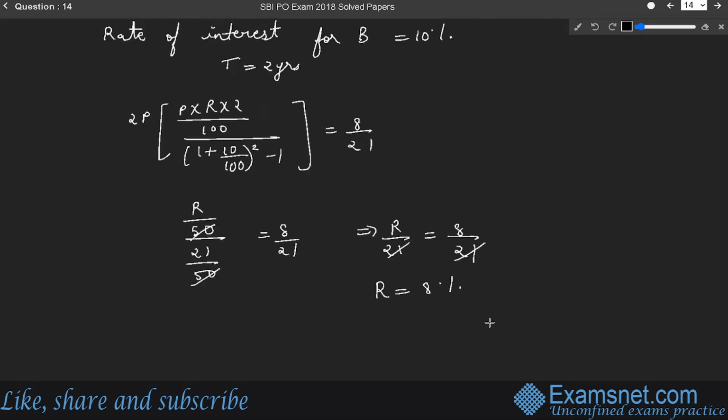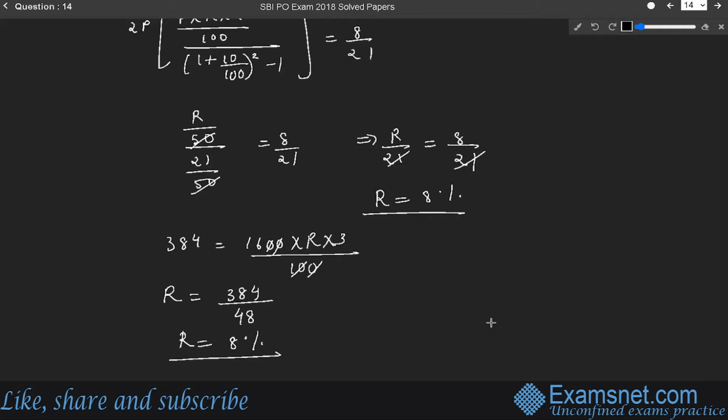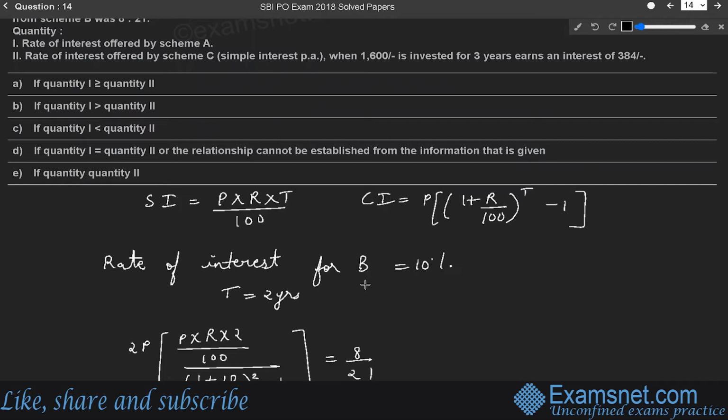Now quantity 2 will be 384 is equal to 1600 into rate into 3 upon 100. This 0 and 0 will be cancelled. So R will be equal to 384 upon 16 into 3, which is 48. So R will be equal to 8%. So we can say that both quantity 1 and quantity 2 are equal. Therefore, the correct option will be option number D here, which is quantity 1 is equal to quantity 2.